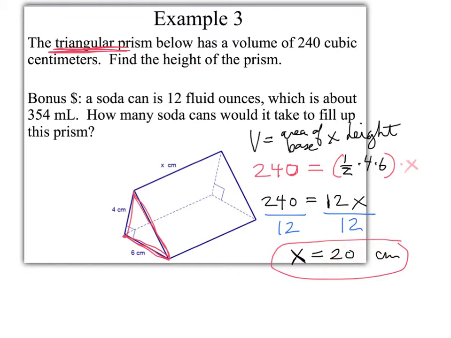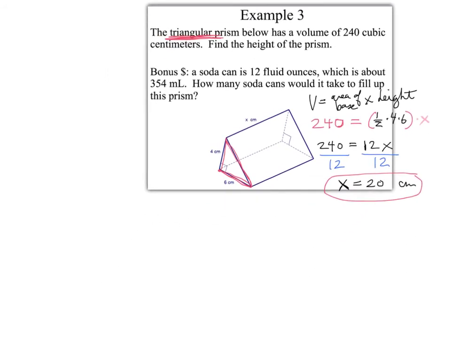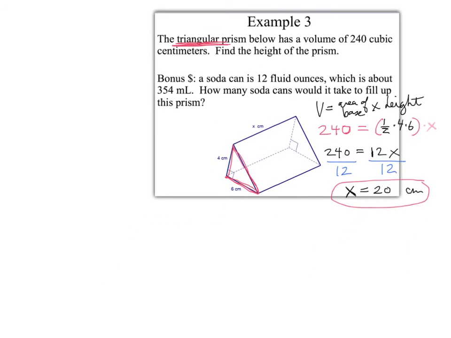And let's get some bonus money. So, soda can, well, you can read it. So the question becomes, if I have 240 cubic centimeters, and I know one can is 354 milliliters, recall that a milliliter is the same as a cubic centimeter. So a soda can is 354 cubic centimeters. I only need 240. So this is going to take, what do you think, more than a can or less than a can?